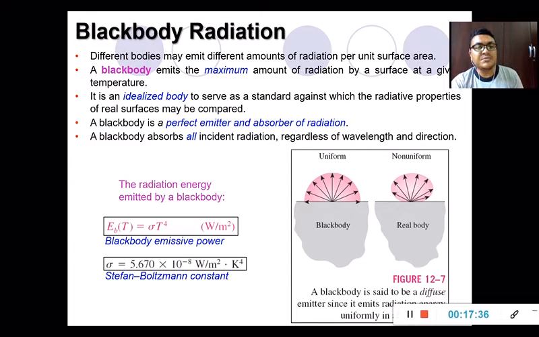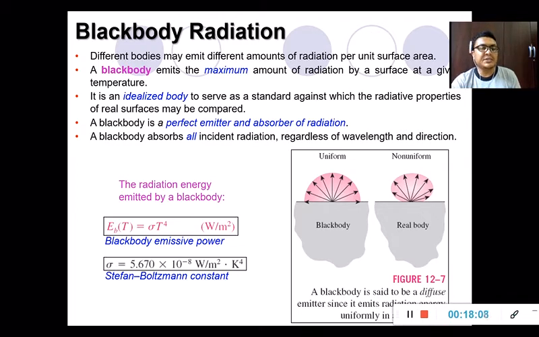It is an idealized body to serve as a standard against which the radiative properties of real surfaces can be compared. A black body is a perfect emitter and absorber of radiation. A black body absorbs all incident radiation regardless of wavelength and direction. So black body is actually the ideal one. It perfectly, or 100%, emits radiation and at the same time it absorbs radiation.